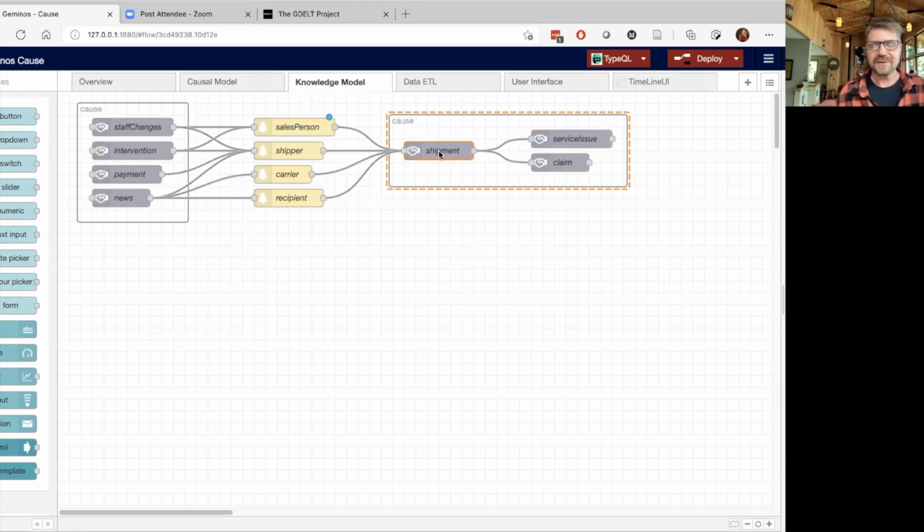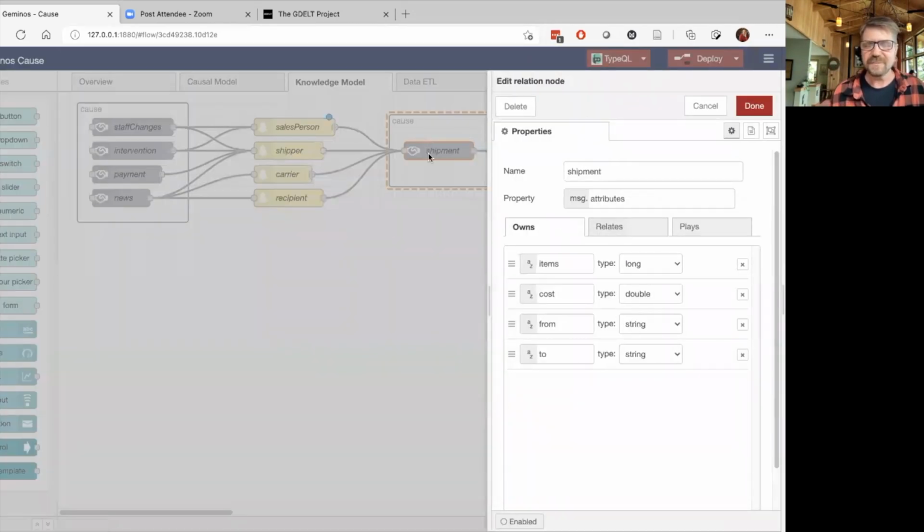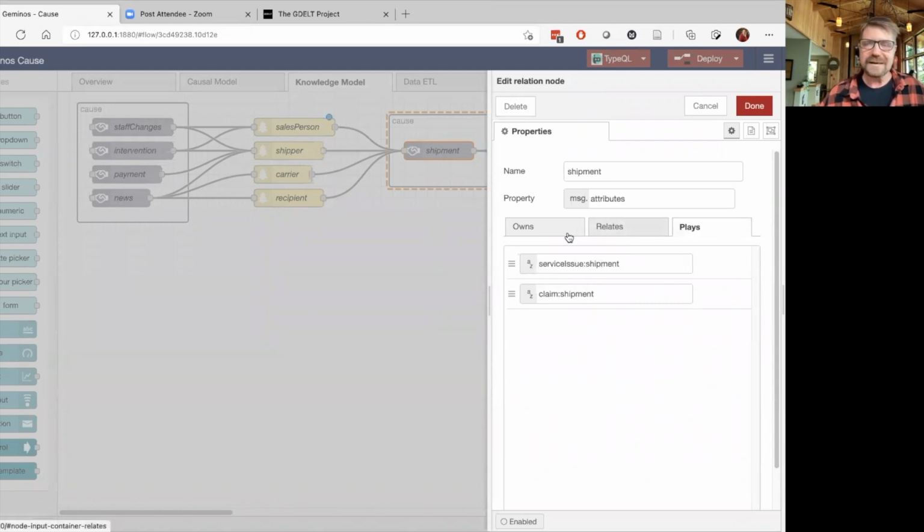up, say, a shipment. I just want to show you some of these screens. So here's a shipment. This is probably our most complex thing. Items, cost, from, and to. Well, it also relates things: salesperson, shipper, carrier, receipt, plays. So this is the part where it needs a bit more love. Right now, you actually have to type this stuff in.